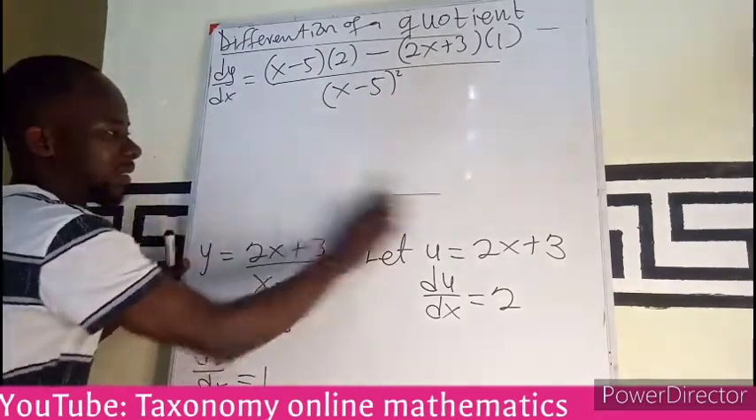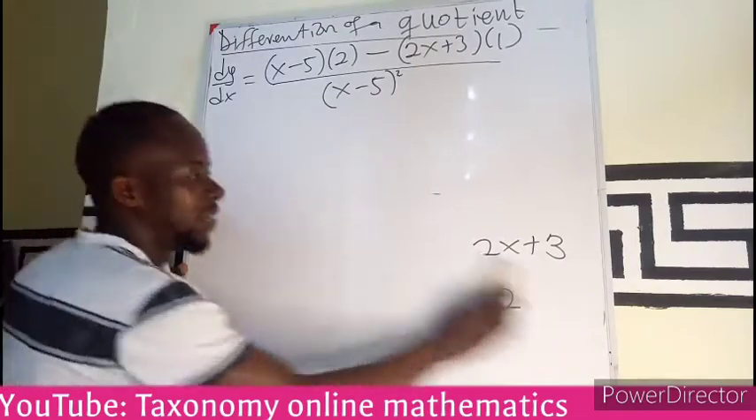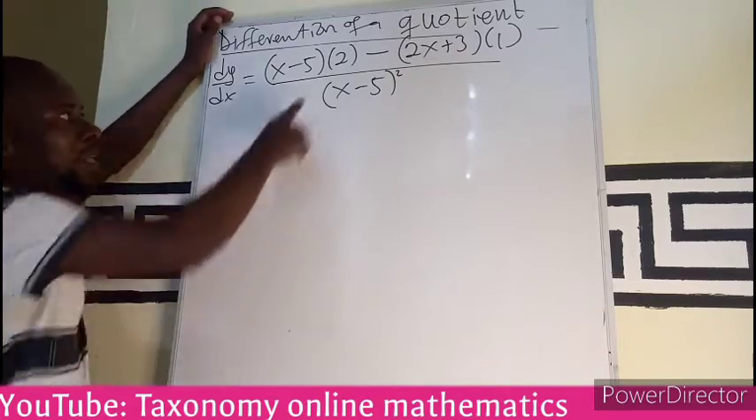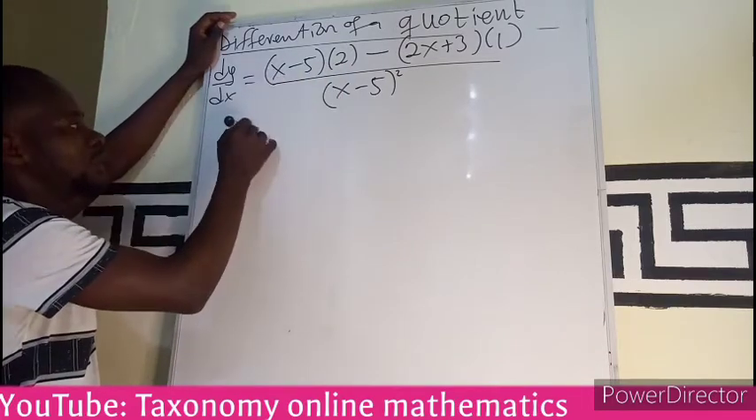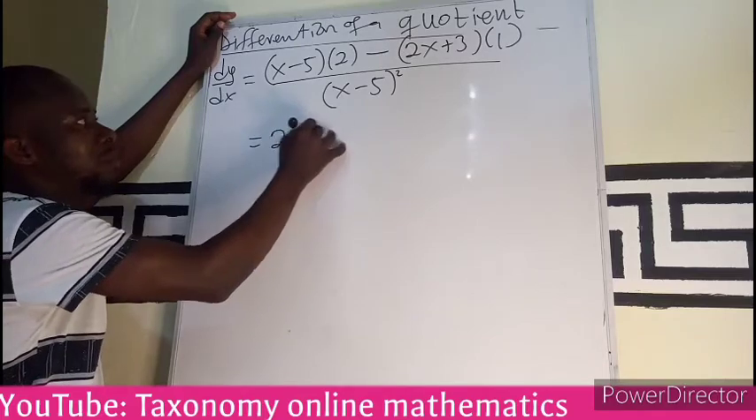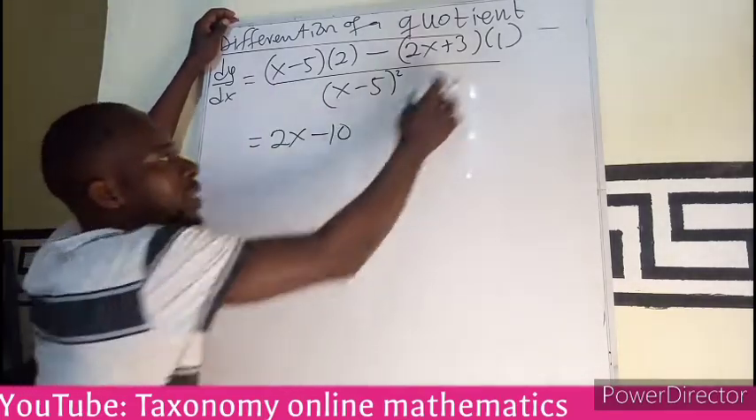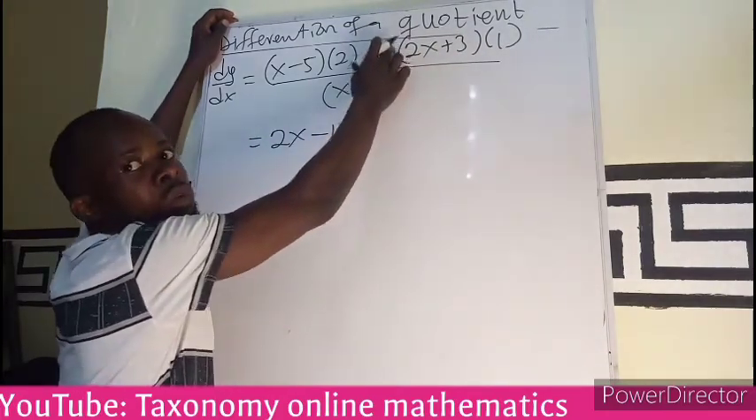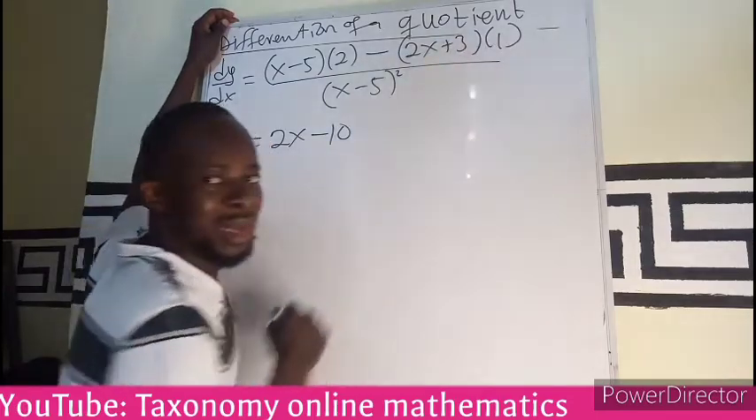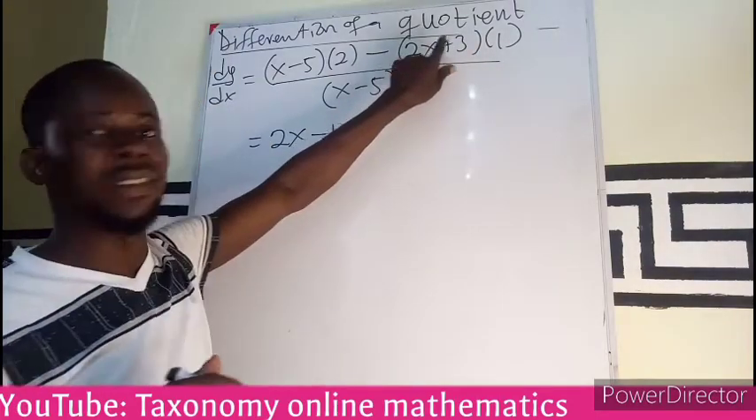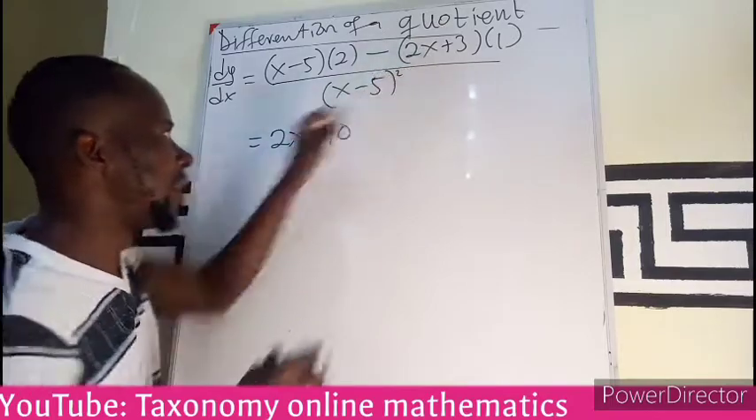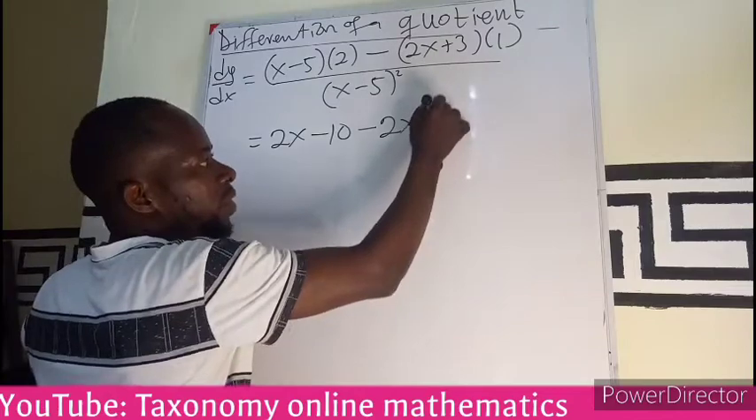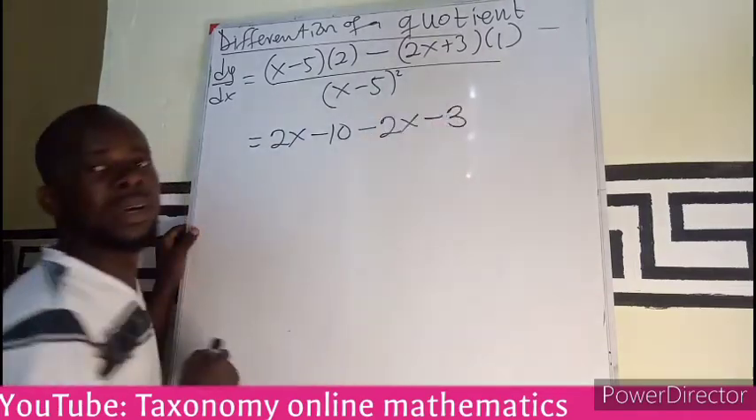So now we are done with the quotient rule. What is left is just arithmetic: expanding, multiplying, adding. So here, this 2 is multiplying this. So I am going to have 2x minus 10. This 1 is multiplying this and this. But I can bring the 1 in front. So it is negative 1 multiplying the positive 2x and 3. So negative 1 times this will give you minus 2x. Negative 1 times positive 3 will give you minus 3.